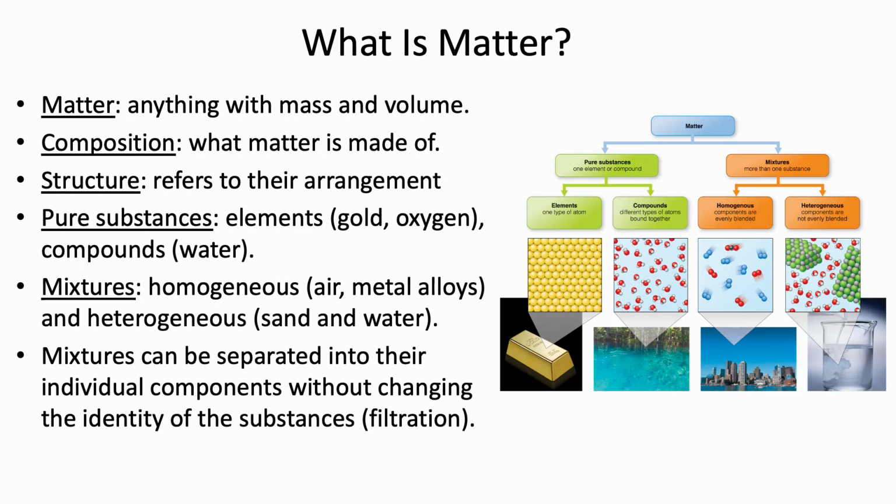So what exactly is matter? Matter is anything that has mass and volume. We can describe it by its composition, what it's made of, and its structure, how its parts are arranged. We break matter into two categories: pure substances and mixtures. Pure substances include elements like gold or oxygen and compounds like water. Mixtures can be homogeneous like air or metal alloys, or heterogeneous like sand and water.